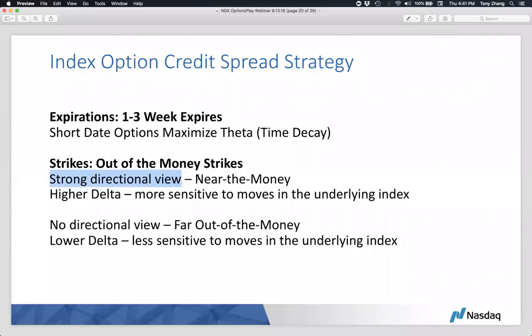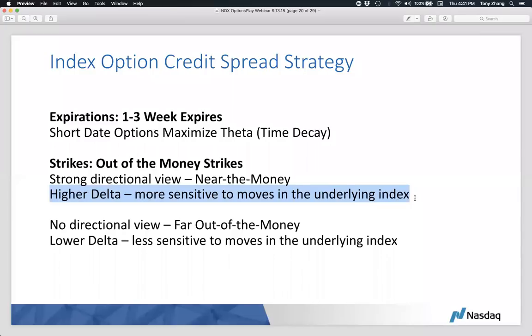That's really where you want to trade near the money credit spreads, because near the money credit spreads give you higher delta, which is more sensitive to moves in the underlying index. That allows you to take advantage of that directional view to some degree.